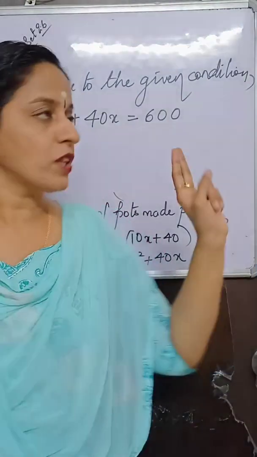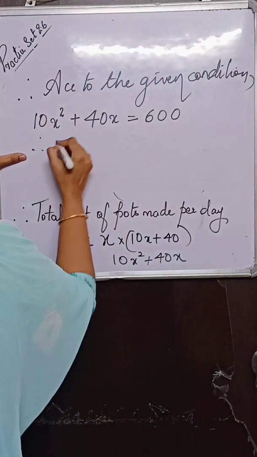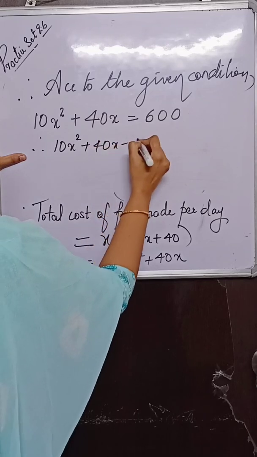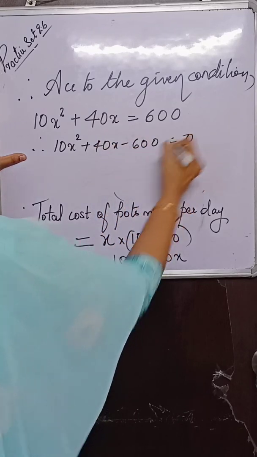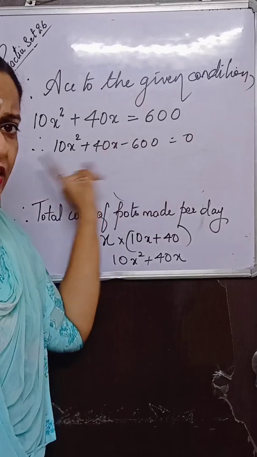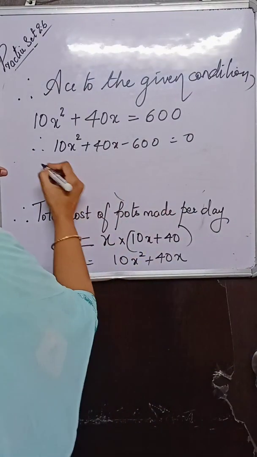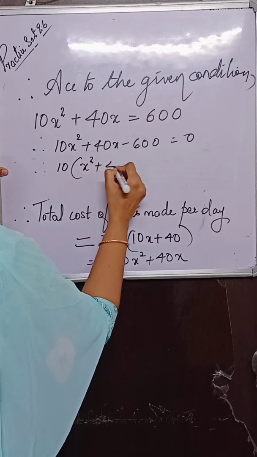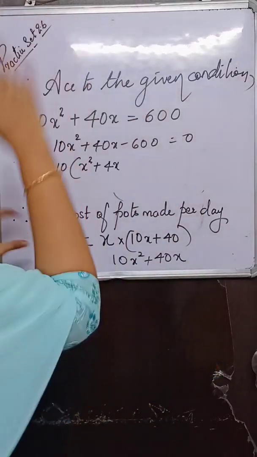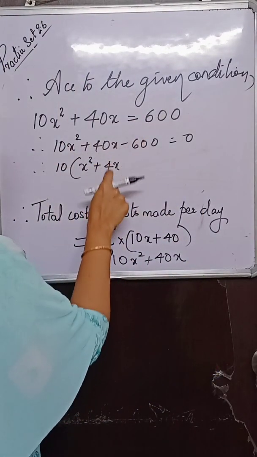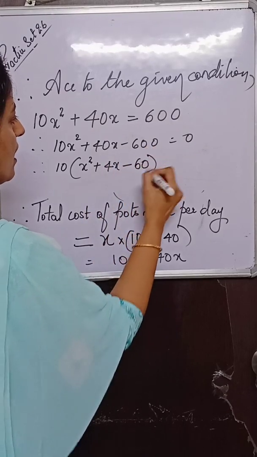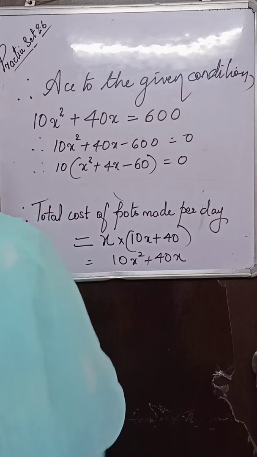Now let us work on this equation. Therefore, 10x square plus 40x minus 600 equal to 0. From everywhere you can take 10 common. So if you take 10 common, you get x square plus 4x, 40 upon 10 is 4x, minus, divided by 10, 60 is equal to 0.